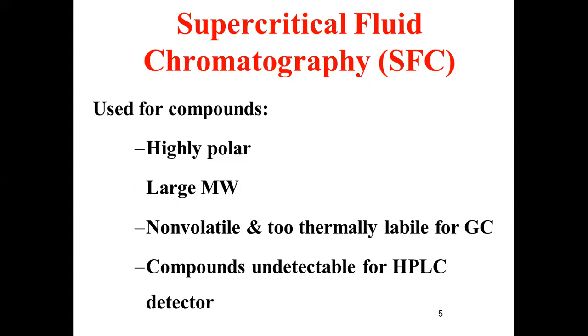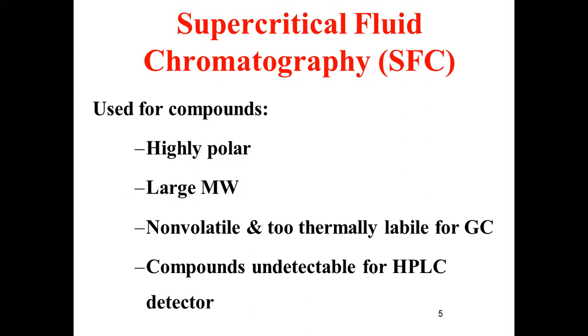But here, all those non-volatile and thermally labile compounds can be subjected to separation, because the temperature we are going to maintain during the separation process in supercritical fluid chromatography will be ambient, say 40-45 degrees Celsius. If we use supercritical fluids such as ammonia and butane, the temperature may be raised to more than 100 degrees Celsius.